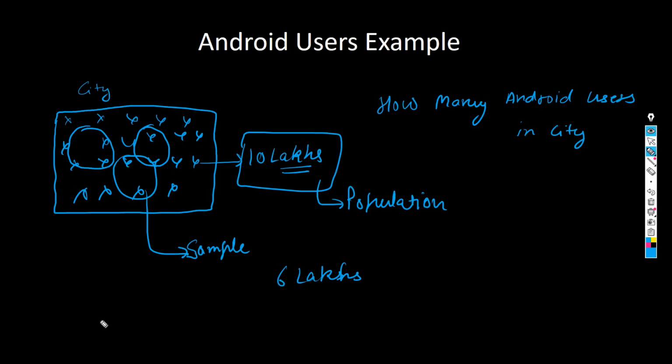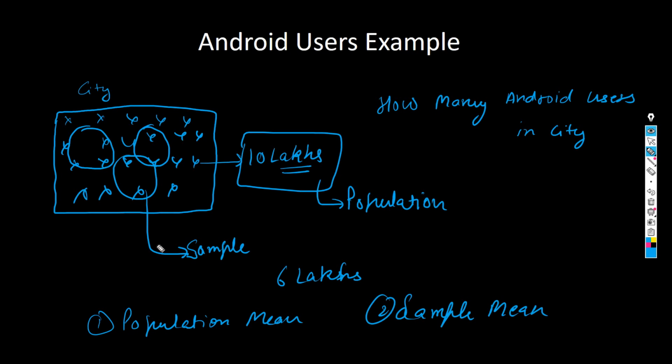Now there are two terms we should know: population mean and sample mean. And remember one thing, as we said, the sample will always be less than your population. We can see over there, 6 lakhs is smaller than your 10 lakhs. That is the reason we need population mean and sample mean. Now let's see the meaning of sample mean and population mean.